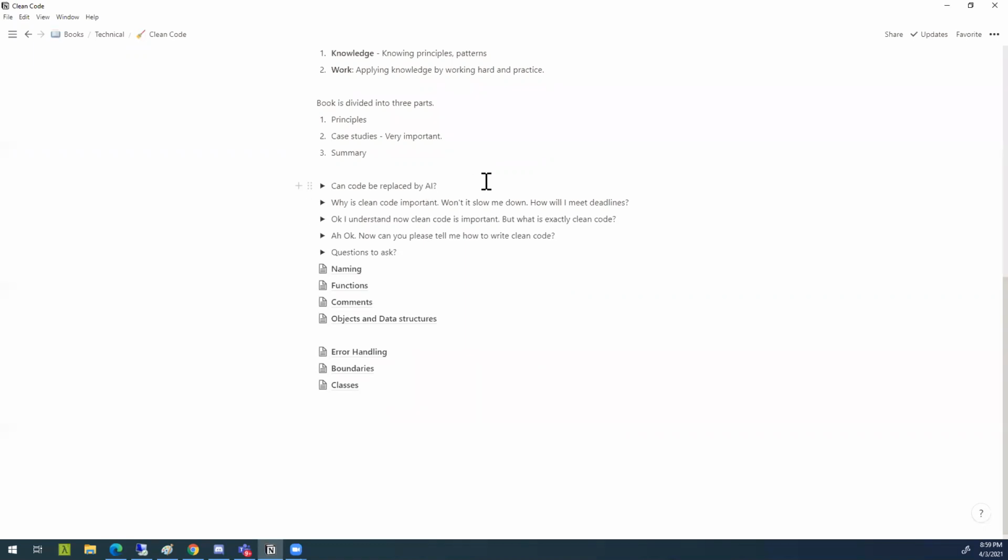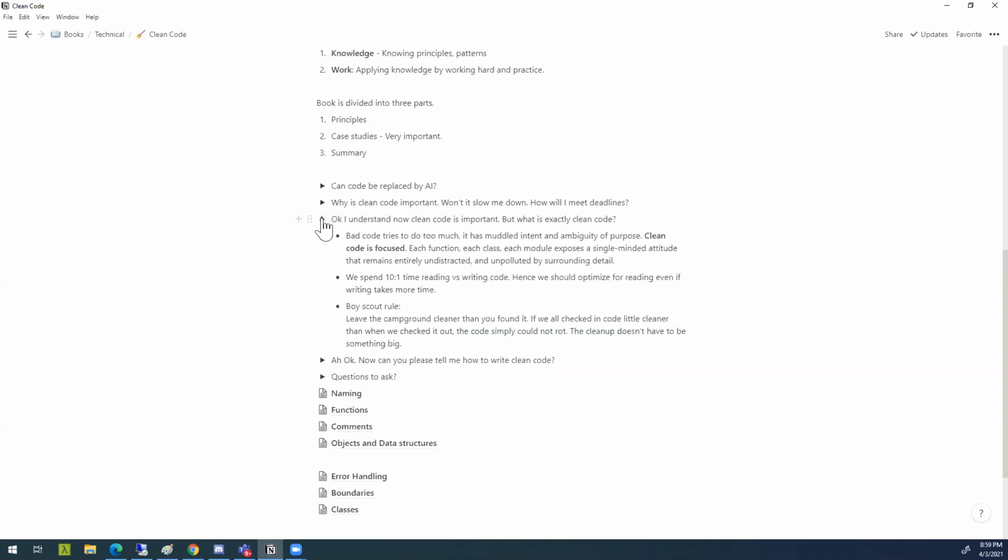Okay, so now we understand why clean code is important, right? So what is the definition of clean code? The author has mentioned a lot of definitions from a lot of authors of various books. If we have time, we can go through them. One of my favorite things which was mentioned here is this. Basically, bad code tries to do too much. It has muddled intent and ambiguity of purpose. Clean code is focused. Each function, each class, each module exposes a single-minded attitude that remains entirely undistracted, unpolluted by surrounding detail, right?